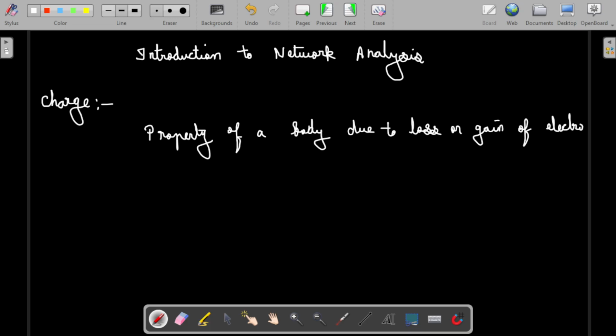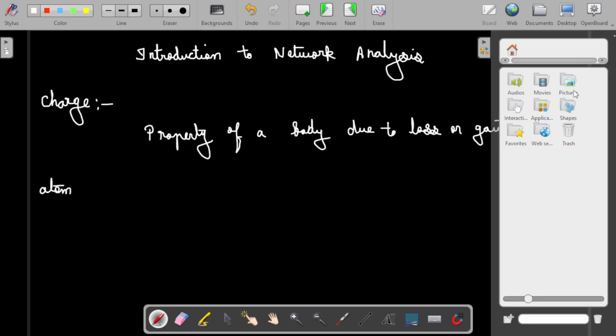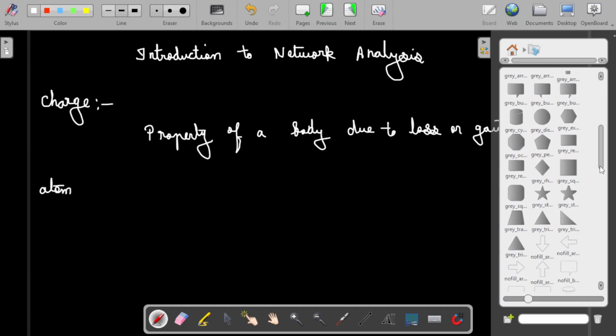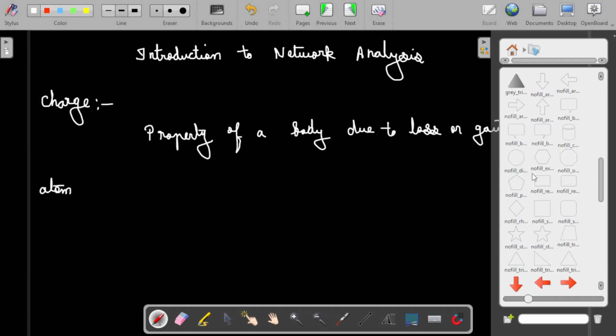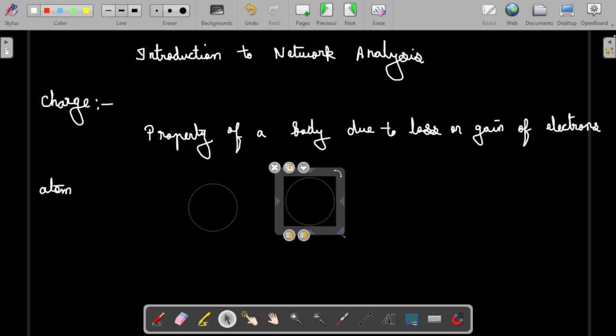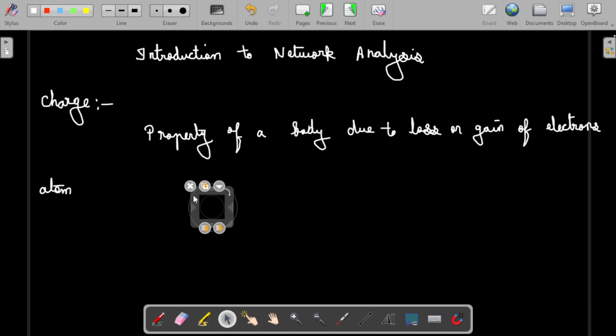You may ask the question, what do we mean by electrons? Let me take an atom for reference. Let's consider an atom here, and let me draw a simple atom structure for you. Atom is another fundamental concept, similar to how we are discussing charge. If you have any doubts about what we mean by atom, I suggest you watch my semiconductor physics lecture.